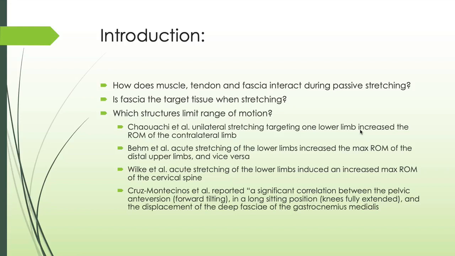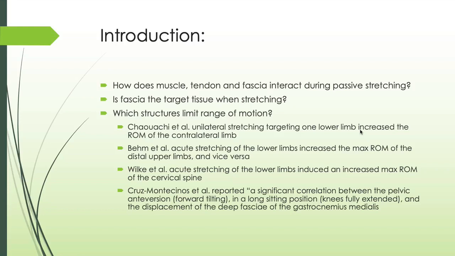If we look at some of the research, unilateral stretching targeting one lower limb was found to increase the range of motion of the contralateral limb. An acute bout of stretching of the lower limbs was found to increase the maximum range of motion of the distal upper limbs and vice versa. Acute bouts of stretching of the lower limbs induced an increased range of motion of the cervical spine, and then a significant correlation between the pelvic anteversion or forward tilt in a long sitting position with the knees fully extended and the displacement of the deep fascia of the gastrocnemius medialis.